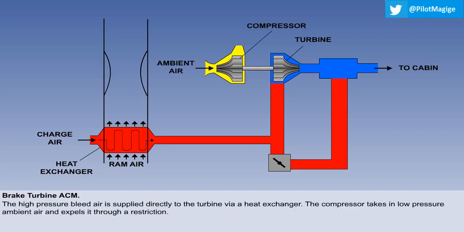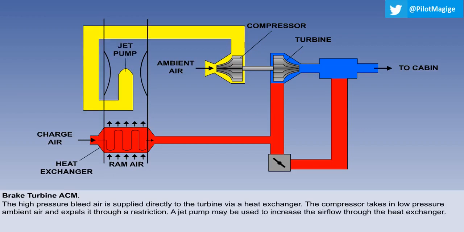The turbine drives the compressor, which takes in low-pressure ambient air and expels it through a restriction. This causes a back pressure on the compressor, which in turn puts a load of brake on the turbine, hence the name, and provides the energy conversion which removes the heat from the charge air.